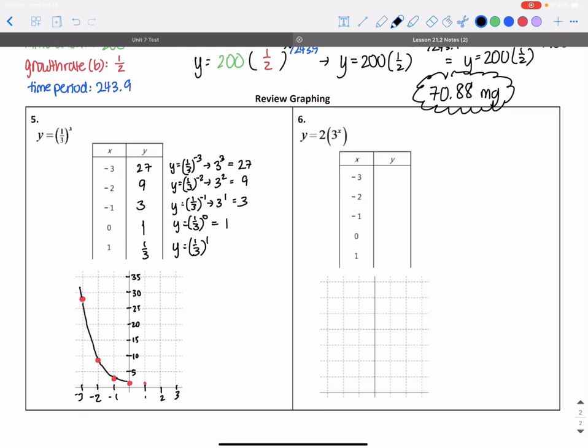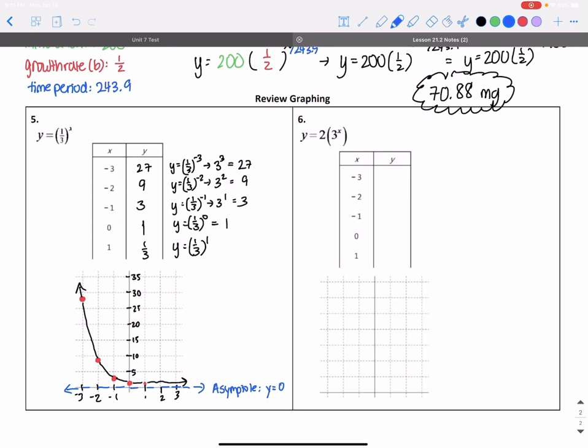And my exponential graph is going to look like this. I am getting closer and closer as I increase the x values. I'm getting closer and closer, but never touching the x-axis. So my asymptote is y is equal to 0.